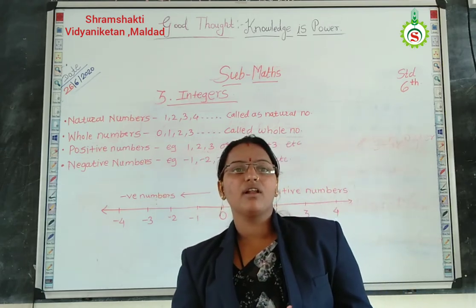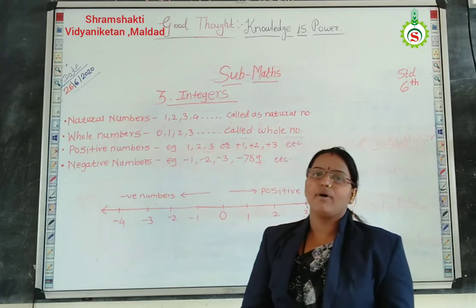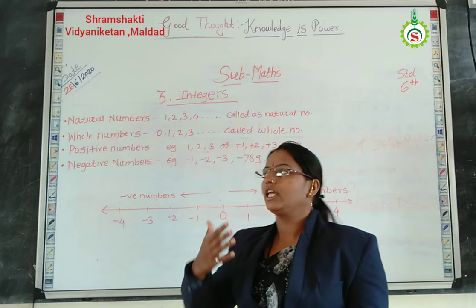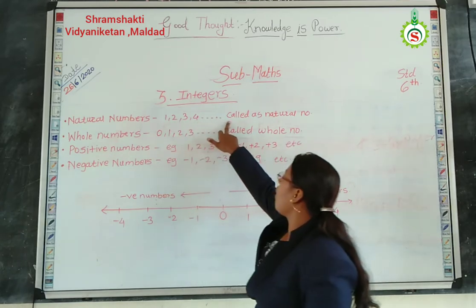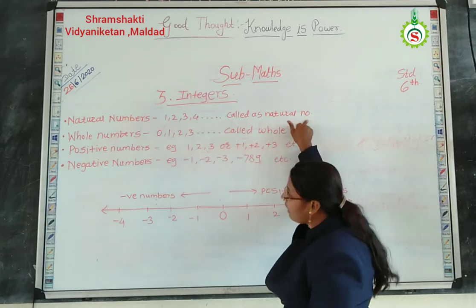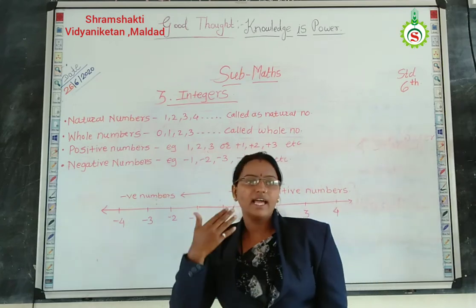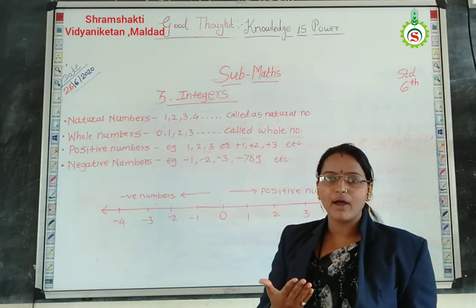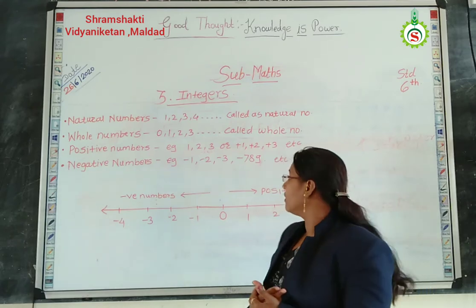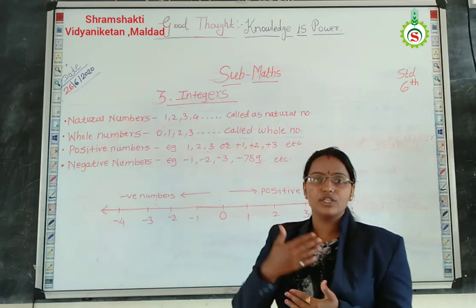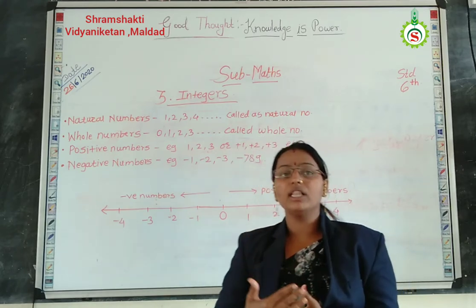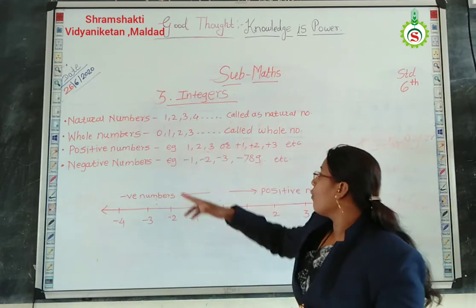What is meant by natural number? The counting numbers that start from 1, 2, 3, 4 and so on are called natural numbers. Next you have seen whole numbers. So what is meant by whole number? Natural numbers or counting numbers together with 0 are called whole numbers.